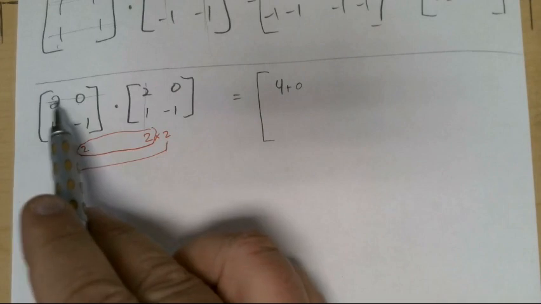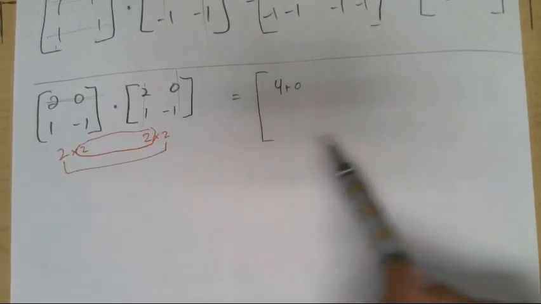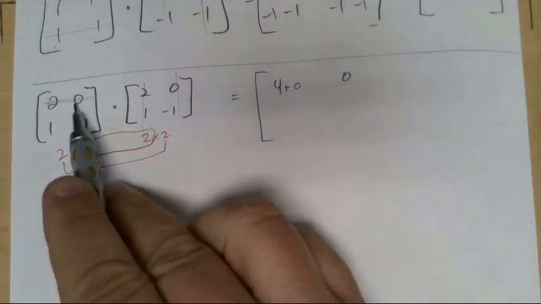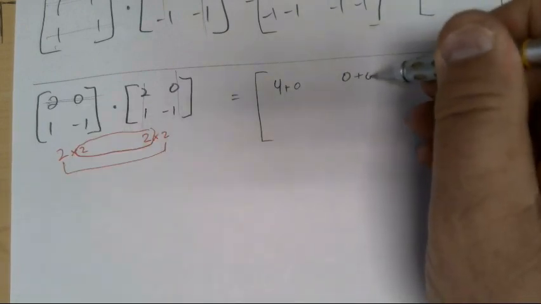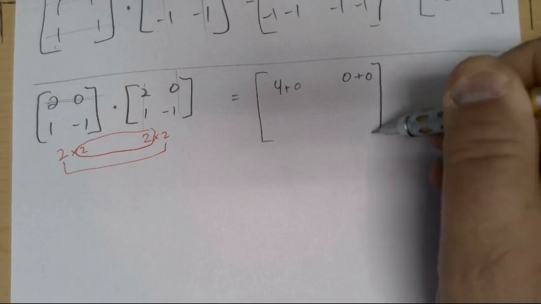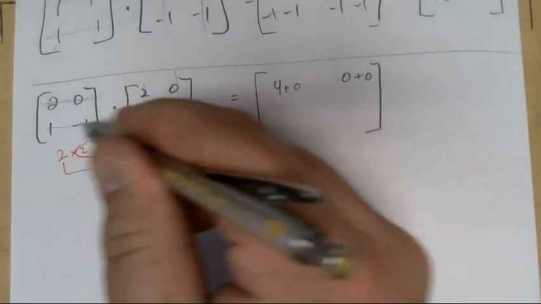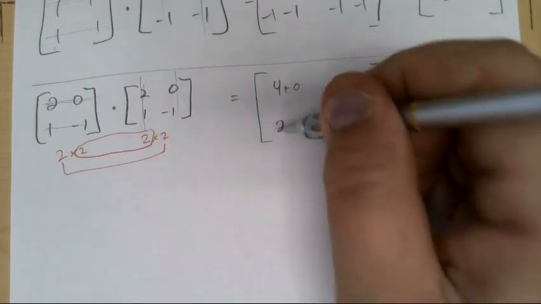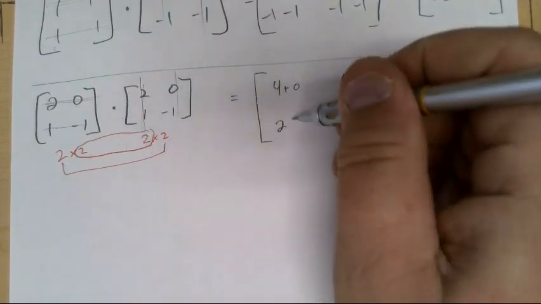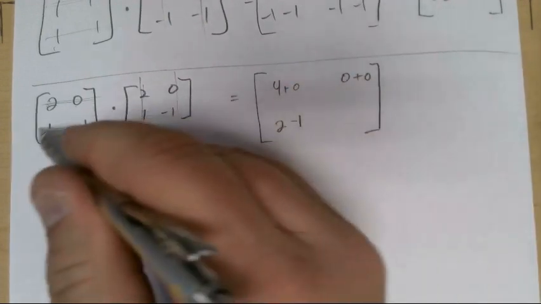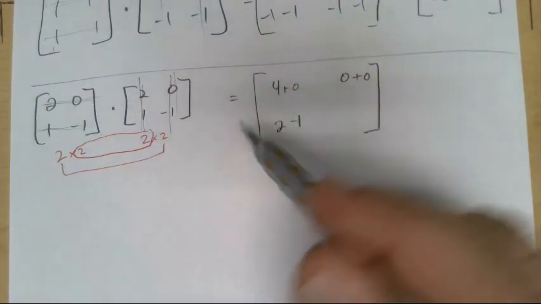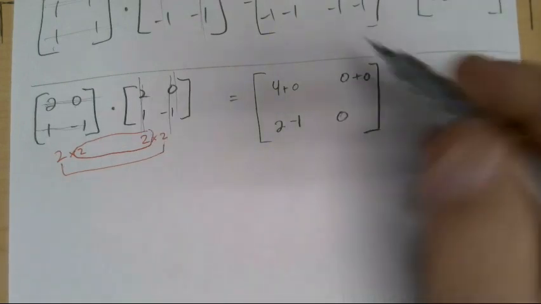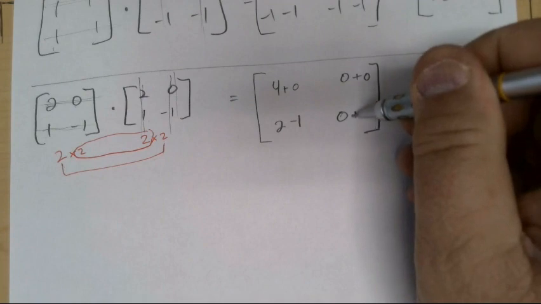Okay. First row, second column. So 2 times 0 is 0. 0 times -1 is 0. So that's going to be 0 there. Okay. Second row, first column. So 1 times 2 is 2. -1 times 1 is -1. Okay. Second row, second column. 1 times 0 is 0. Excuse me, -1 times -1 is +1.